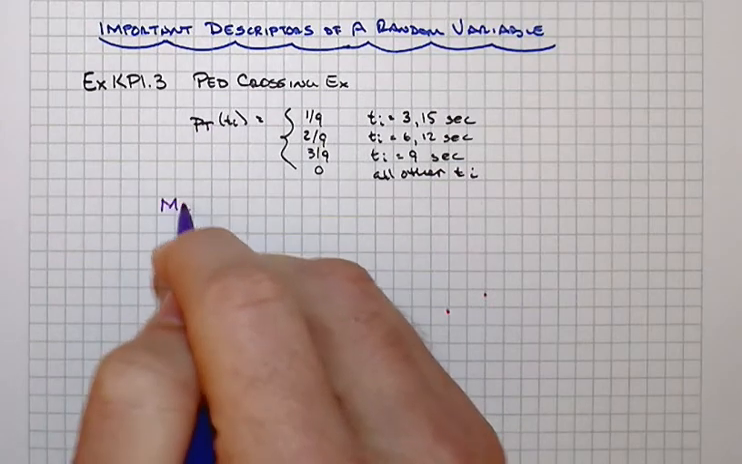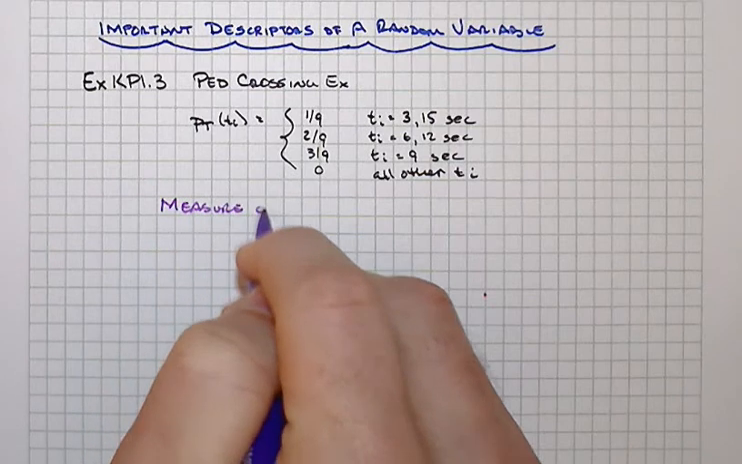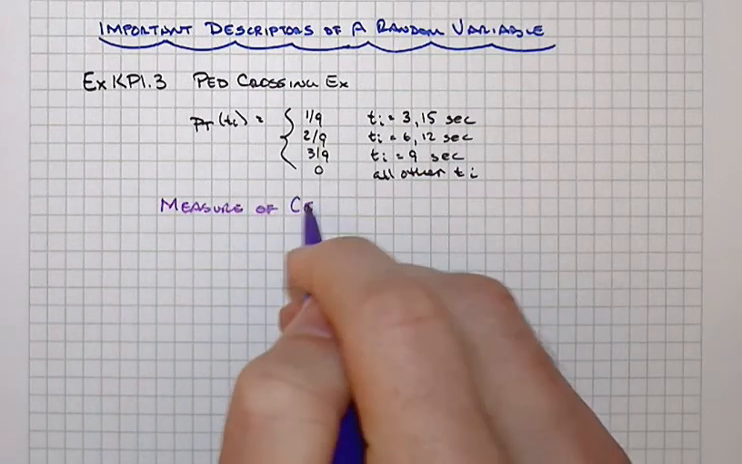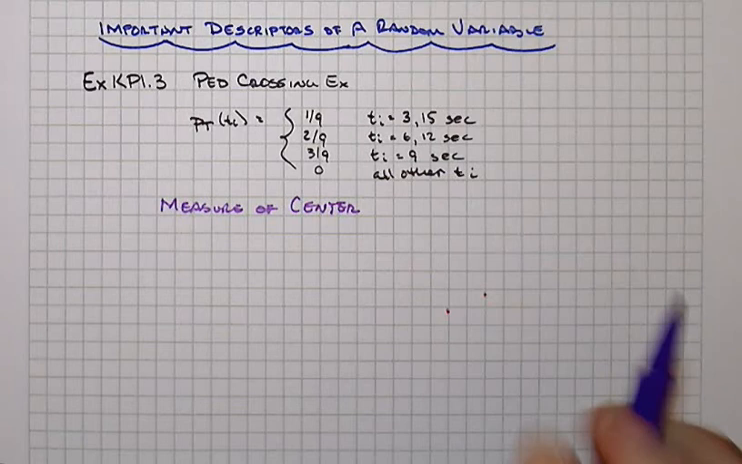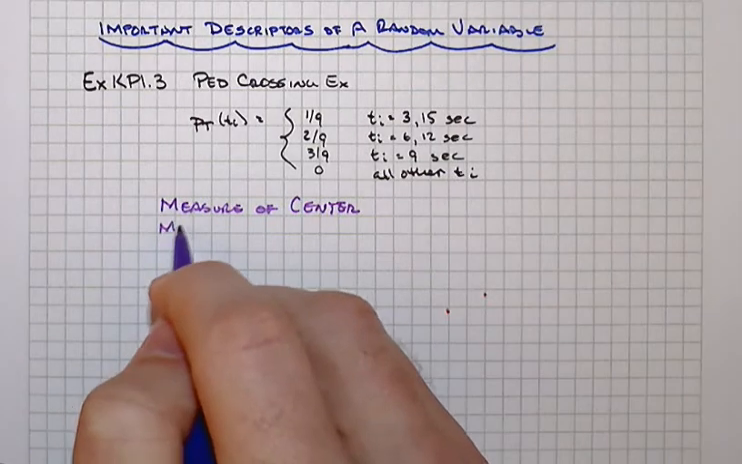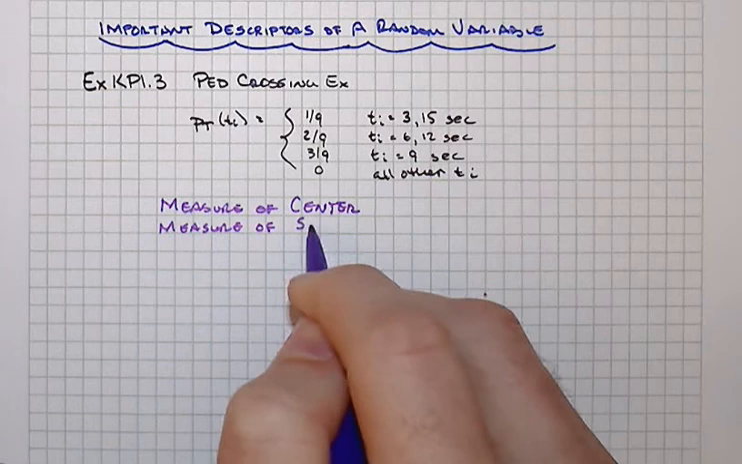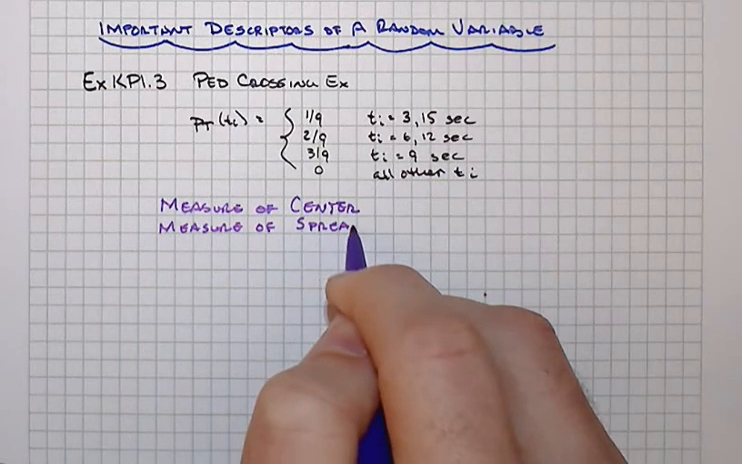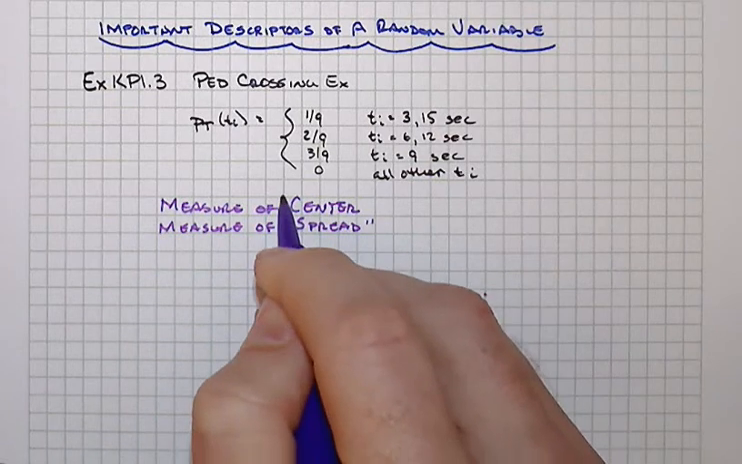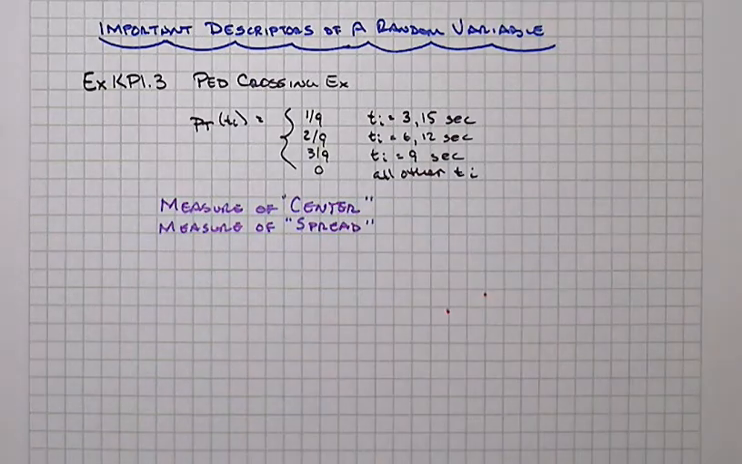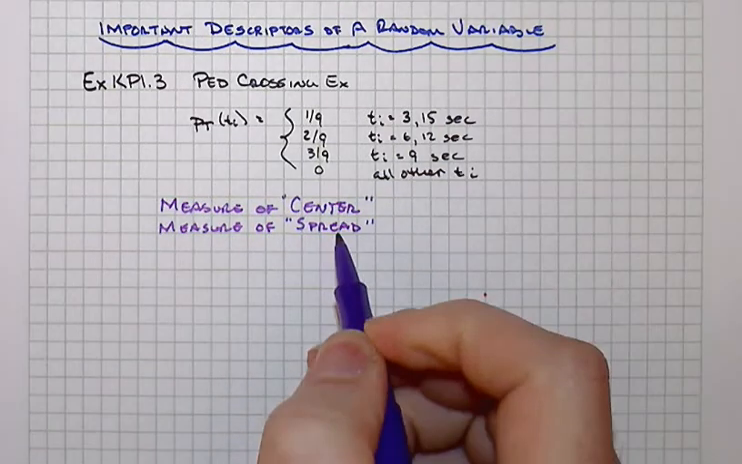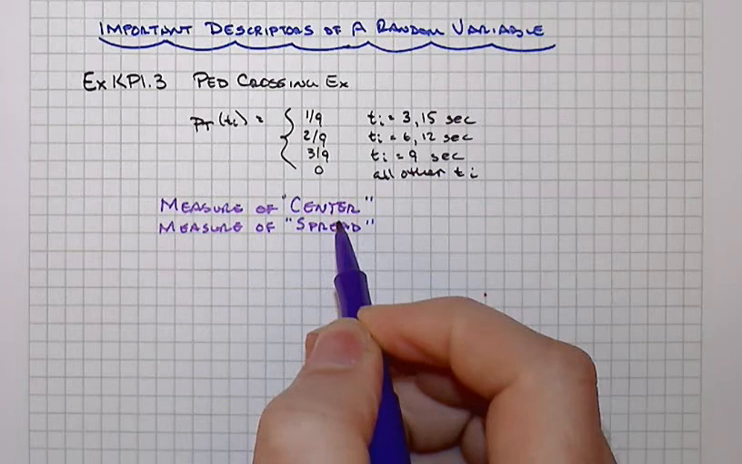One is a measure of center, and the other is some sort of measure of spread or dispersion. And we'll put both of these in quotes because we're not trying to be too precise here. This is more of a qualitative kind of sense.